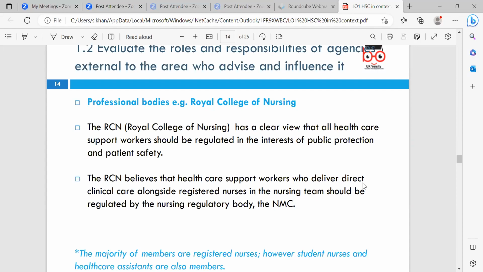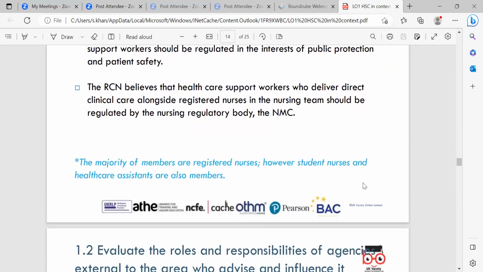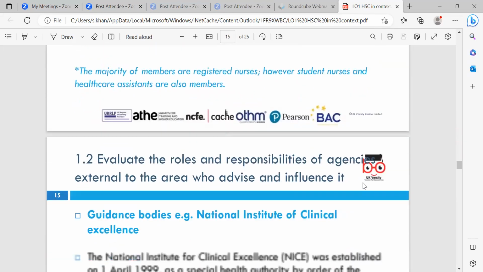Also, the Royal College of Nursing is committed to lifelong learning and the development of its members. So they're there for anything to do with your placement or anything to do with your first nursing role, and they're there to support you and guide you. The majority of members are registered nurses. However, student nurses and healthcare assistants are also members.